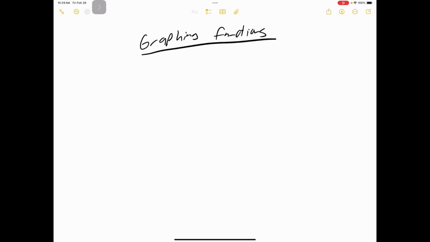Between algebra and calculus, we have all of the tools we need to do a really good job at graphing some of the basic functions. So let's start with a bit of a graphing strategy, and then we'll work through the graphing strategy in an example.